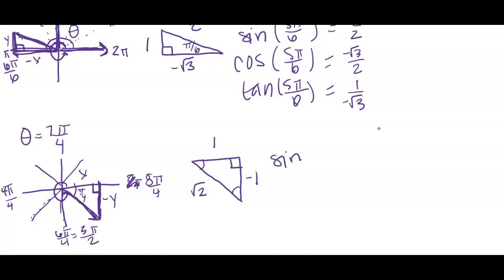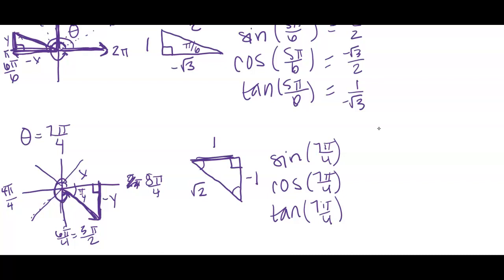I can then find the sine, the cosine, and the tangent. For this angle, remember, I'm just using this triangle with the angle of pi over 4 as my reference triangle or reference angle. All right, so sine is negative 1 over root 2. Again, I'm not going to worry about rationalizing the denominator. Cosine is positive 1 over root 2. This is my angle I'm using. And then 7 pi over 4 tangent would be negative 1 over 1.